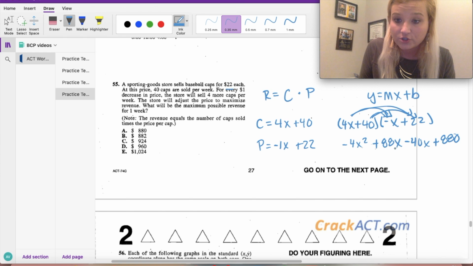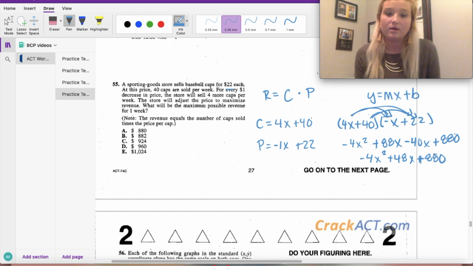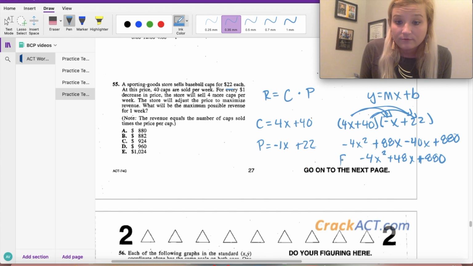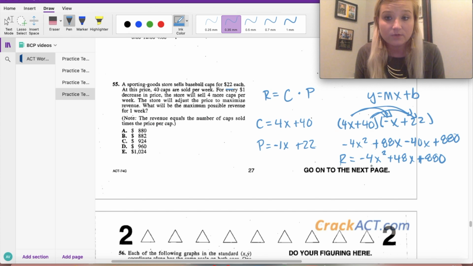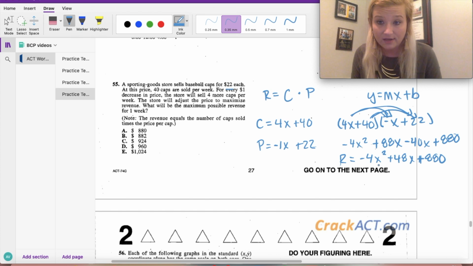So we want to combine our two middle terms. That's going to give us negative 4x squared plus 48x plus 880. So there's our equation for the revenue. It's asking us for the maximum possible revenue. To find the maximum or minimum point for a parabola, and we know it's a parabola because it's x squared, we need to find the vertex.